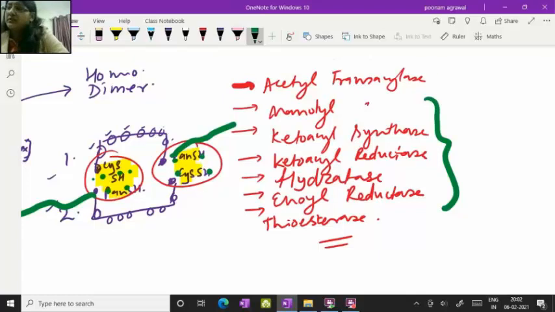Acyl transacylase will be required only in the first cycle, and thioesterase will be required only in the last cycle to release the final product. But the other remaining domains of the fatty acid synthase chain will be required in each and every cycle during the synthesis of fatty acid.